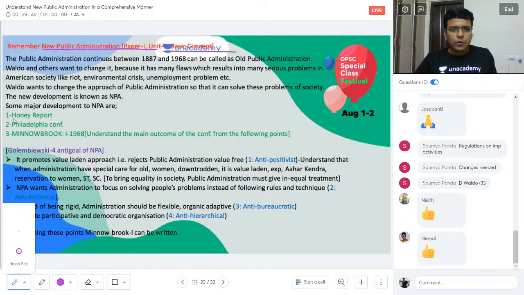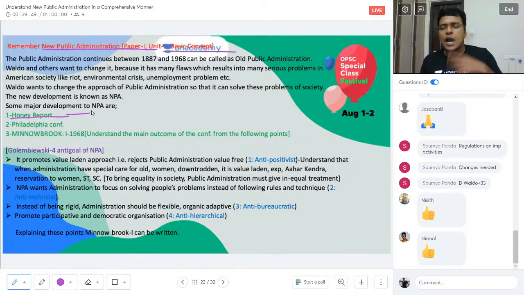So the Honey Report: it discussed higher education, the fund scarcity, and the problem of infrastructure. Just write down: the Honey Report discussed the financial and infrastructure problems related to higher education and provided some suggestions to solve them. The Philadelphia Conference happened before the Minnowbrook Conference, and in it the shortcomings or problems of current society were discussed, and why the existing public administration cannot solve them.